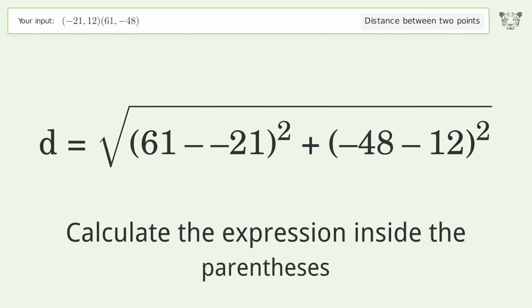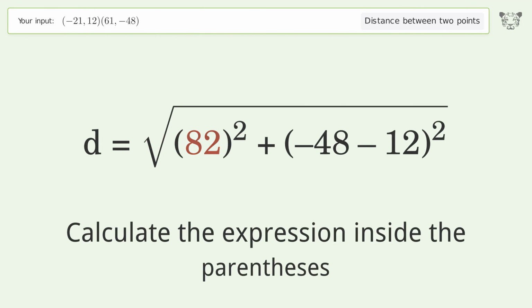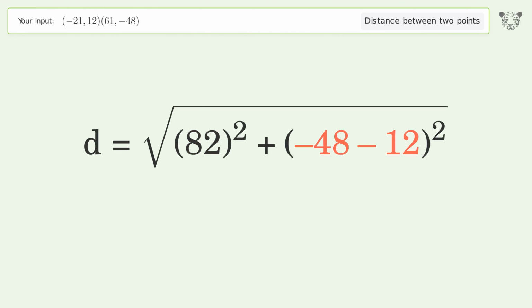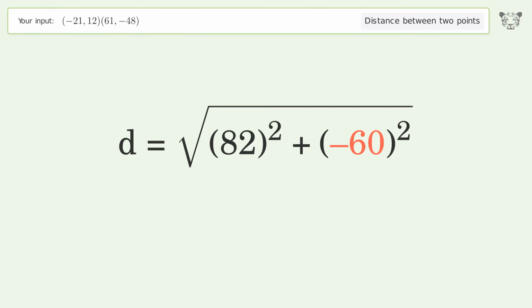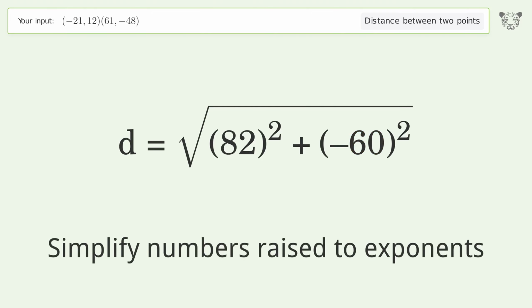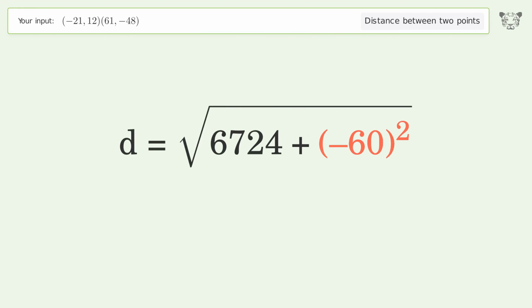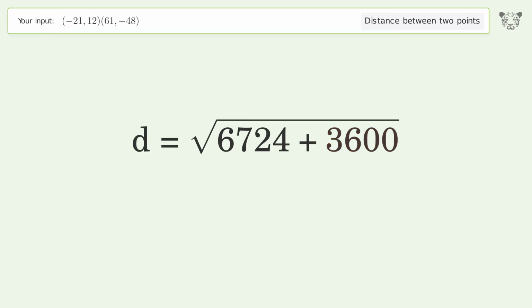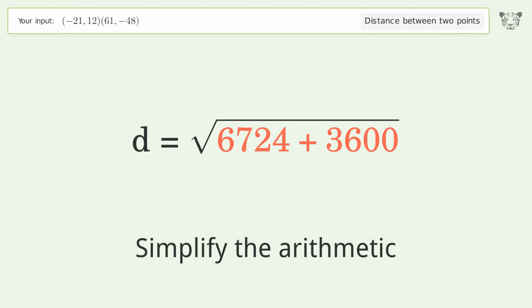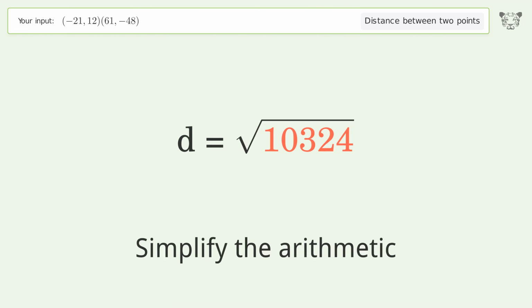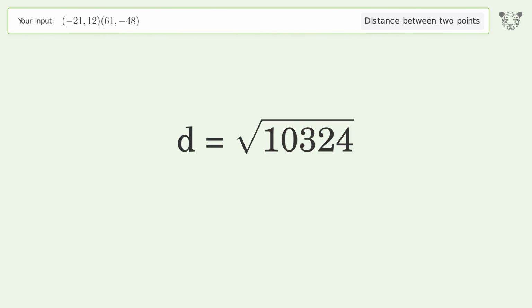Calculate the expression inside the parentheses. Simplify numbers raised to exponents. Simplify the arithmetic. And so the distance between the 2 points is the square root of 10,324, or 101.607.